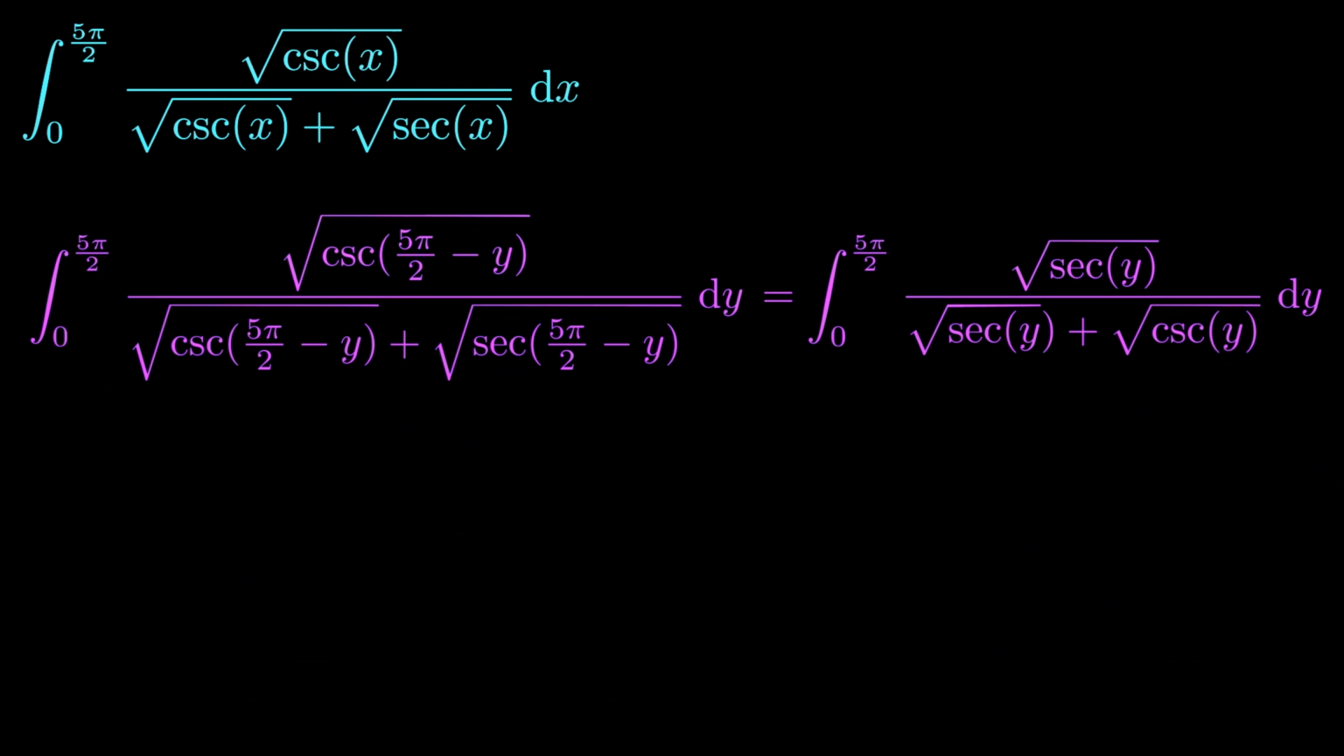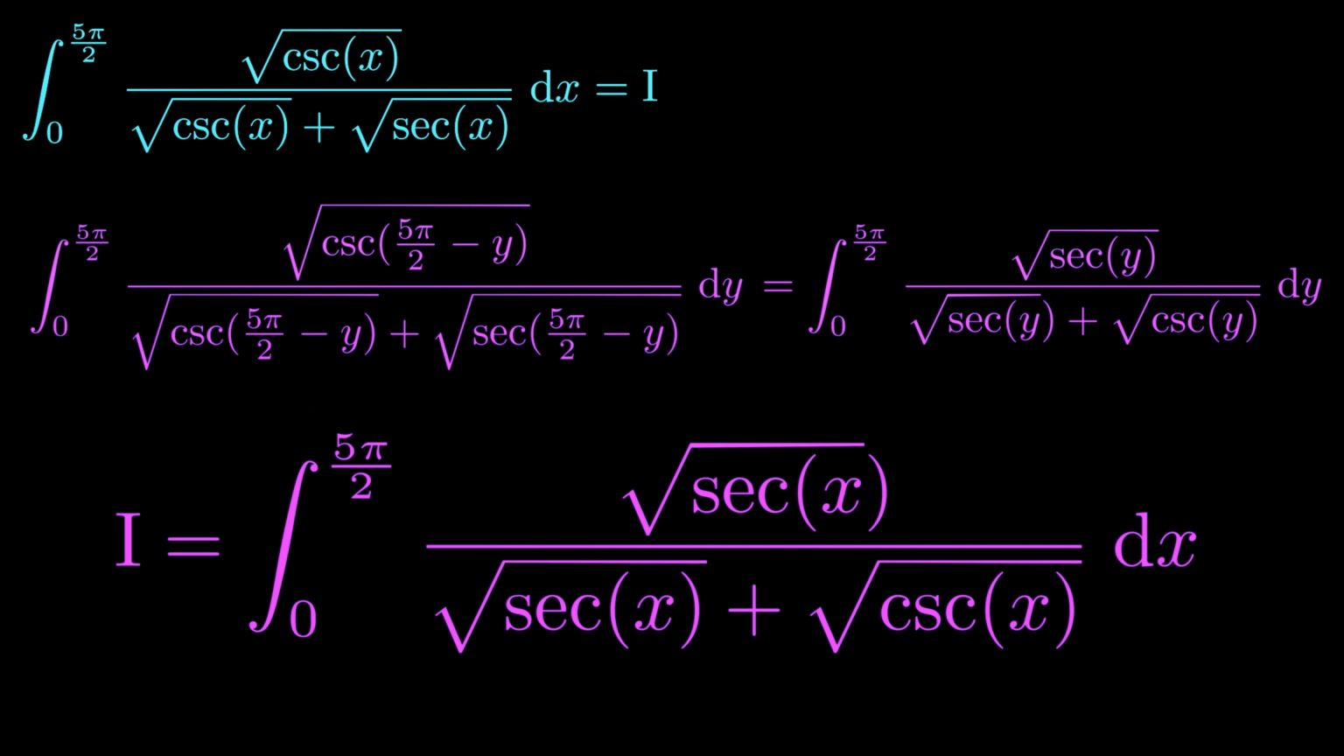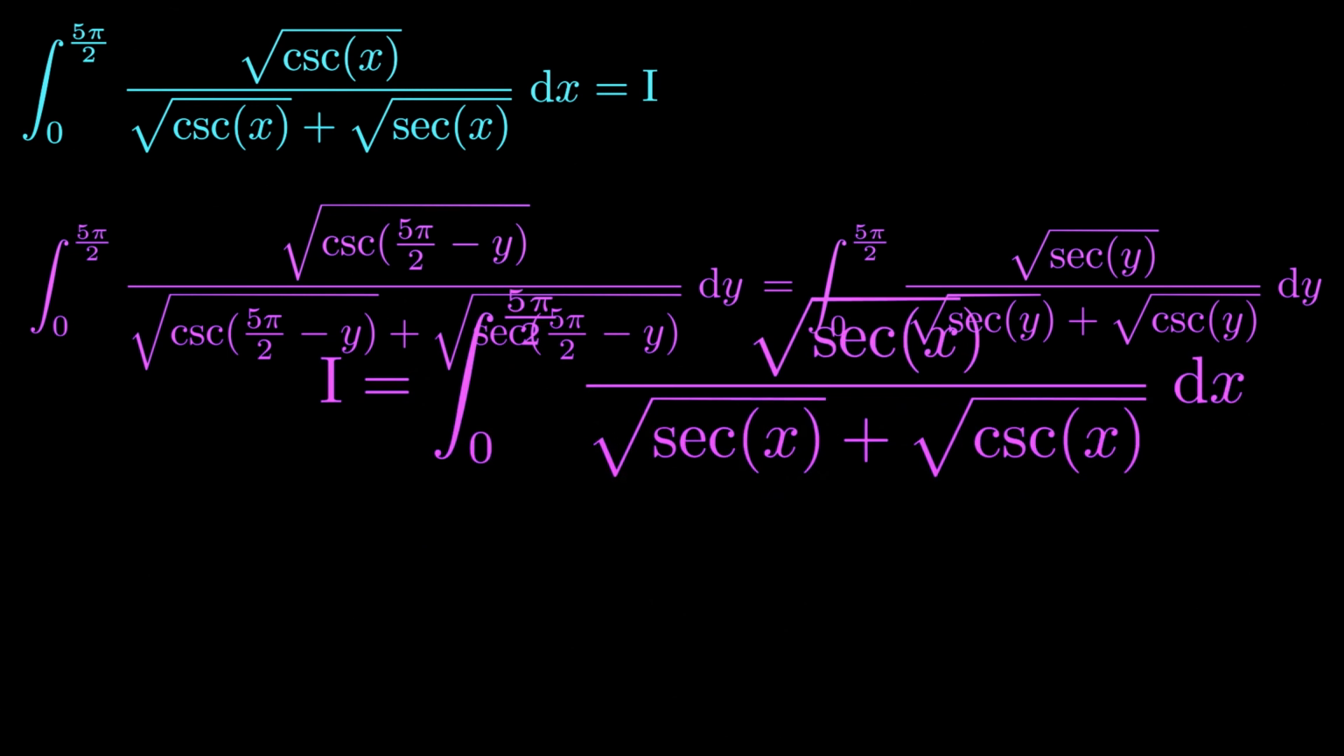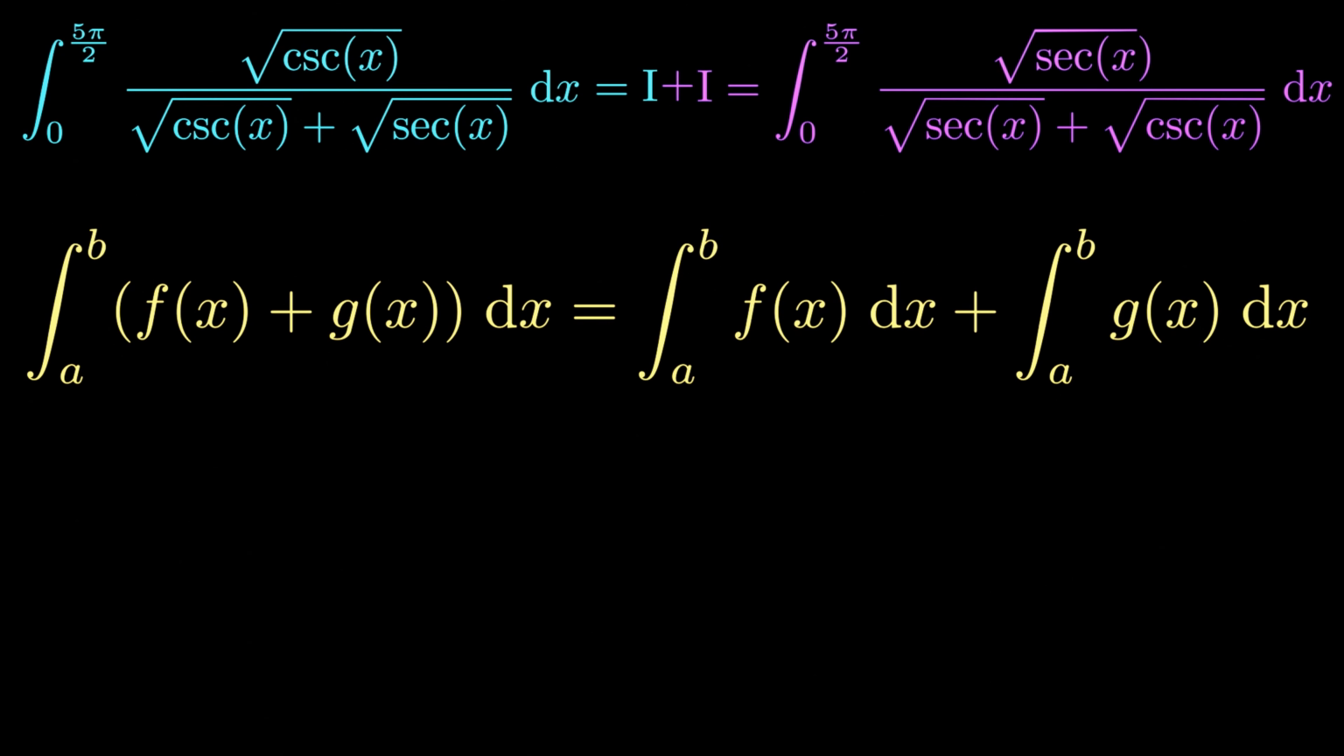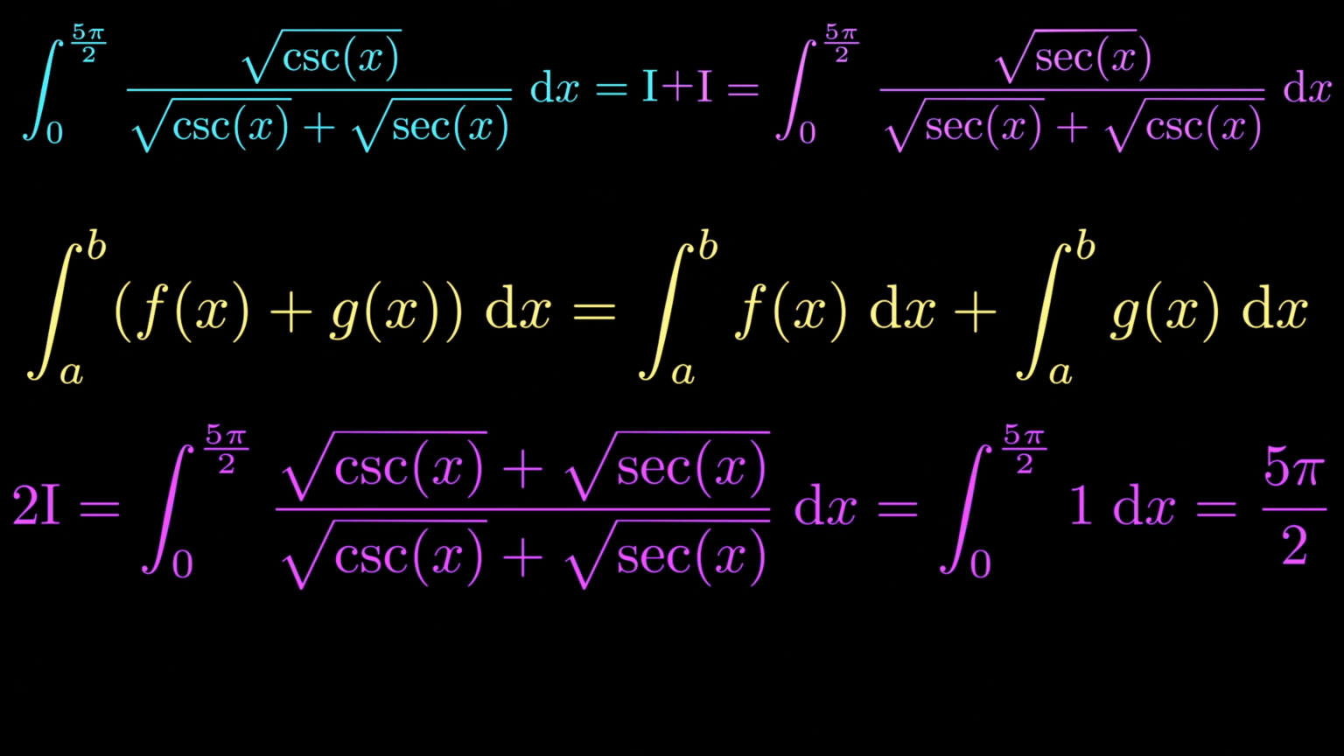If we set our integral equal to I, and we do the same for the integral in blue, and we add these two integrals and use the following integral identity, we have 2I is equal to the integral from 0 to 5 pi over 2 of the square root of cosecant of x plus the square root of secant of x divided by the exact same thing, dx, which is just equal to the integral from 0 to 5 pi over 2 of 1 dx, which is just equal to 5 pi over 2. And if we just divide by 2, we get that I is equal to 5 pi divided by 4, which is the final answer to this problem.